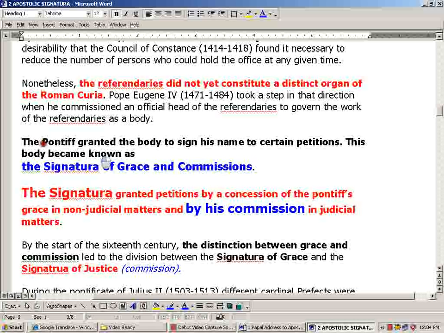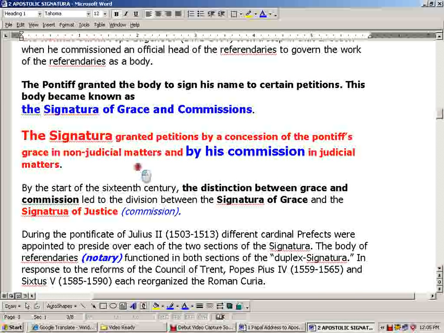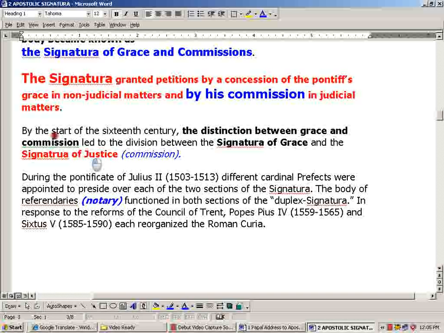The pontiff granted the body the authority to sign his name to certain petitions. This body became known as the Signatura of Grace and Commissions. So we're going through the history of how we got to this Apostolic Signatura now. The Signatura granted petitions by the concession of the pontiff's grace in non-judicial matters and by his commission in judicial matters. Starting in the 16th century, the distinction between grace and commission led to the division between Signatura Grace and the Signatura Justice. And justice is by commission, and the grace is in non-judicial matters.